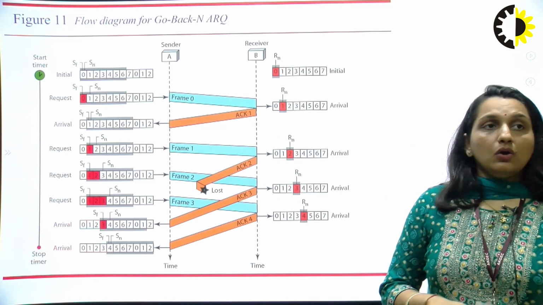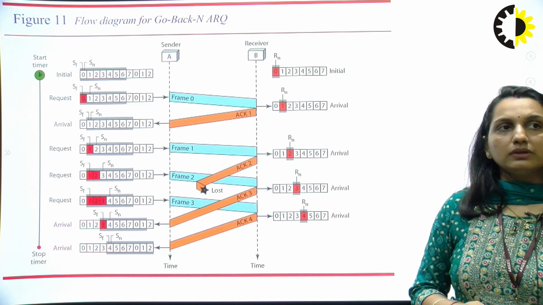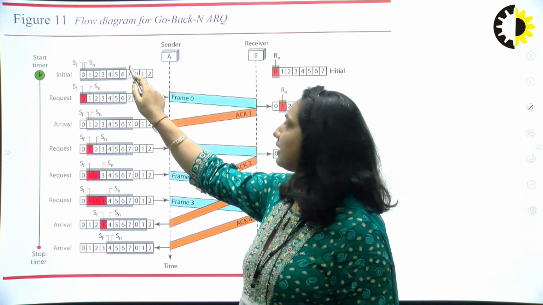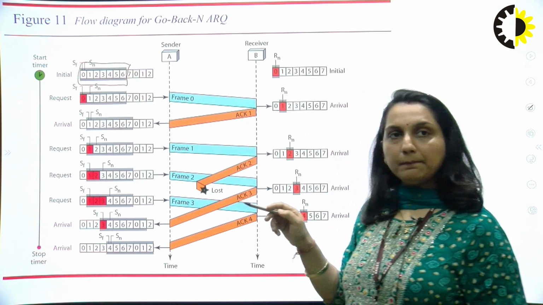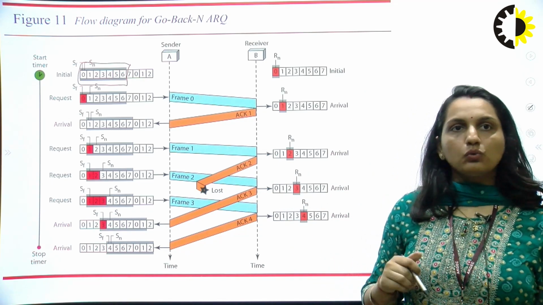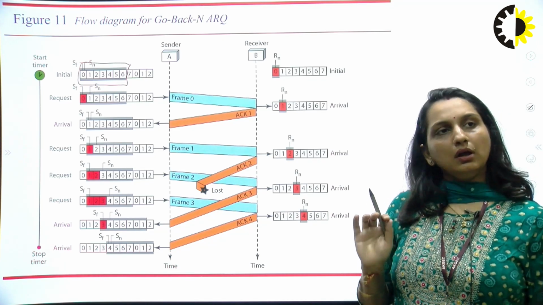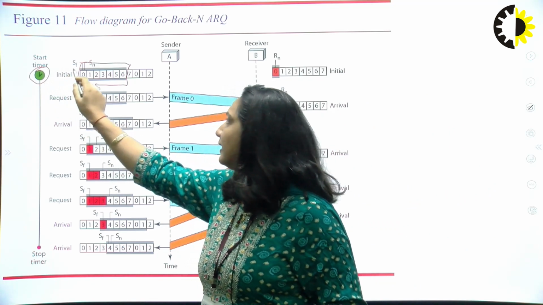Okay, this is a flow diagram for the Go Back N ARQ at the sender side. We have 2 raised to power m minus 1, that is 7, so the window is 0 to 6. With a 3-bit sequence number the size is 8, so 0 to 7 we use for the sequence numbers, and 0 to 6 for the window. This is a timer which starts when we send frame 0.